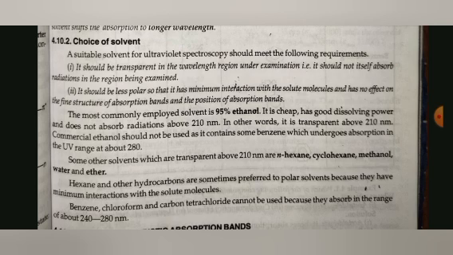In other words, it is transparent above 210 nanometer. Commercially, ethanol should not be used as it contains some benzene, which undergoes absorption in the UV range at about 280. Some other solvents which are transparent above 210 nanometer are n-hexane, cyclohexane, methanol, water, and ether. Hexane and other hydrocarbons are sometimes preferred to polar solvents because they have minimum interaction with the solute molecule. Benzene, chloroform and carbon tetrachloride cannot be used because they absorb in the range of about 240 to 280 nanometer.